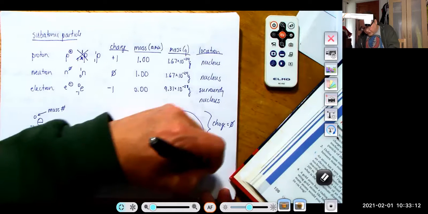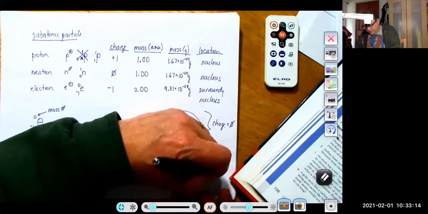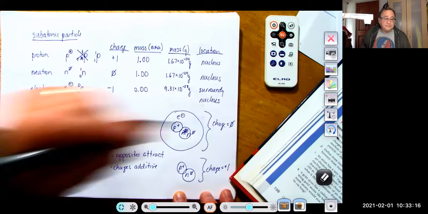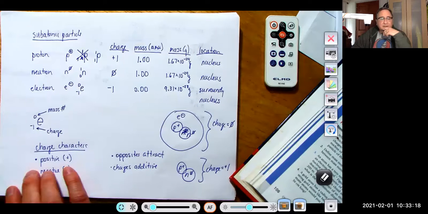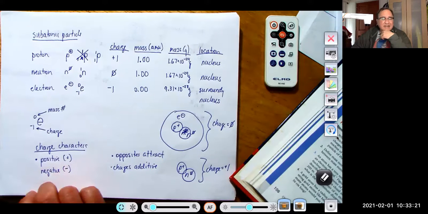What happens if we take away that electron? Here, the charge is equal to +1. Charges are additive. What would happen if we had something like nickel? Nickel has 28 protons. What's the charge if you have 28 protons? Positive 28.